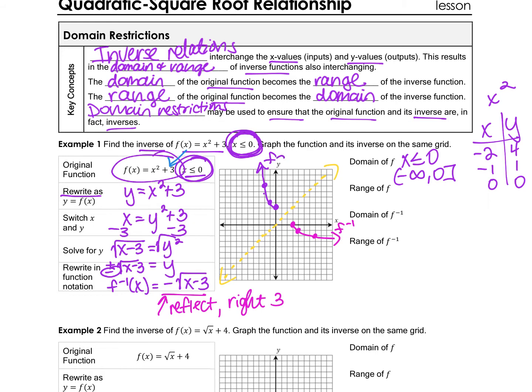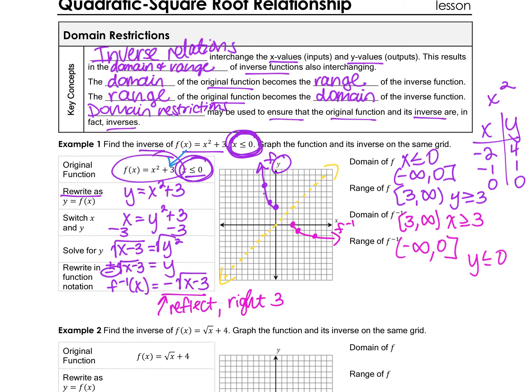The range, if you look at the y-axis and look at the purple graph, it's starting at 1, 2, 3, and it's going up. So you can either put 3 to infinity, or you can put y is greater than or equal to 3. Looking at the pink one, our inverse, the domain, notice it's at 1, 2, 3, and it goes to infinity, or you could put x is greater than or equal to 3. And then the range is going from negative infinity, and then it stops at 0. Or y is less than or equal to 0.